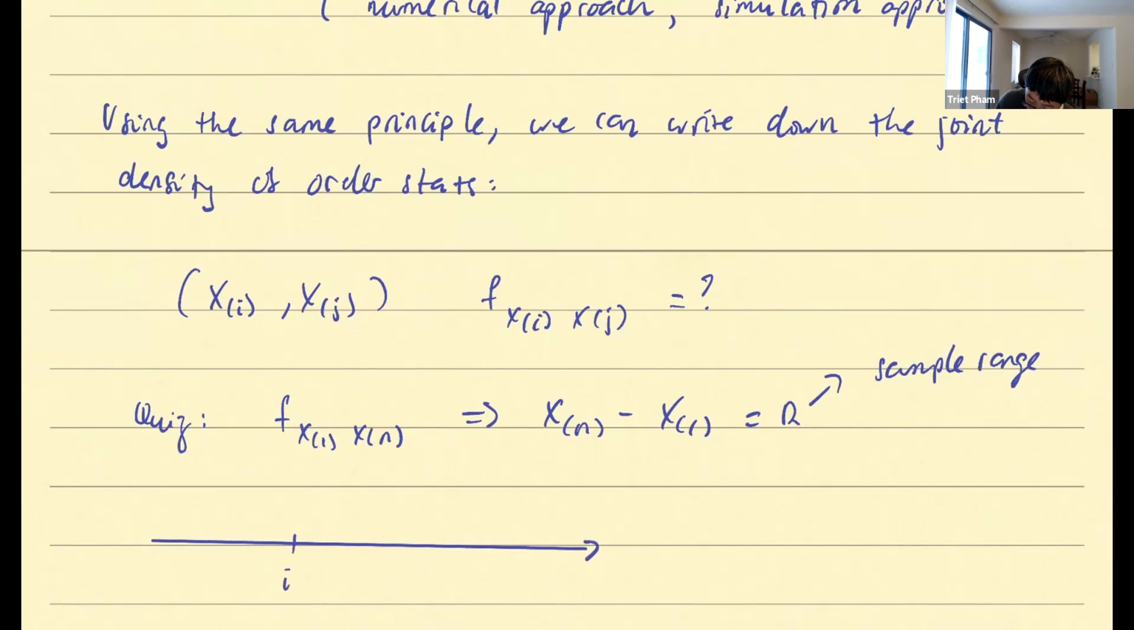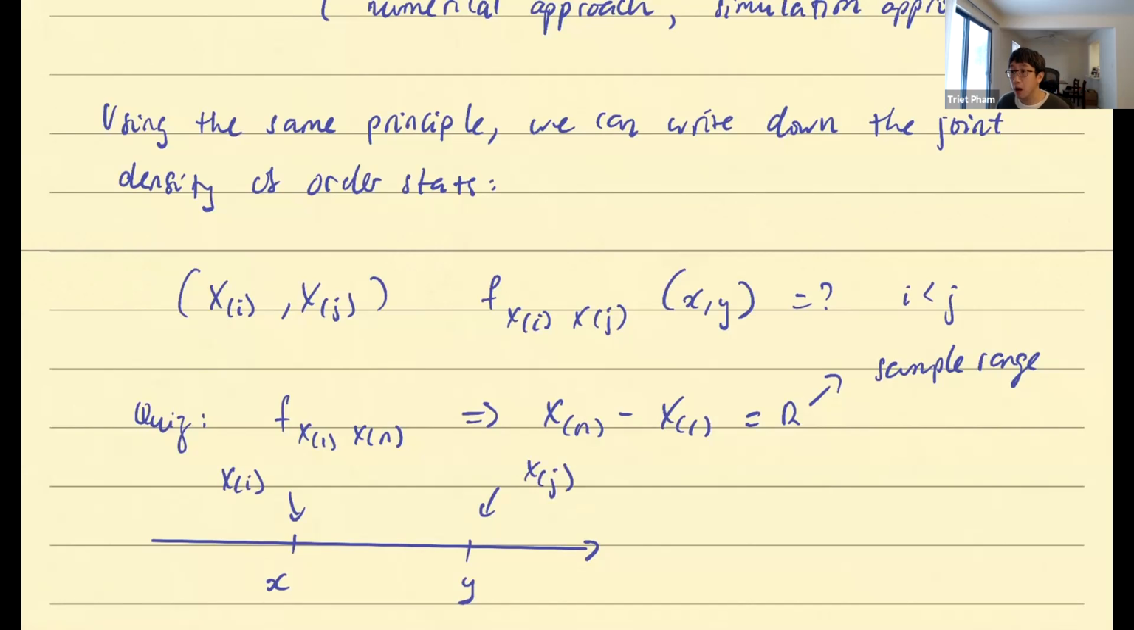So let's say I plug in value X and value Y, so X for the ith order statistic and Y for the jth order statistic, and let's suppose that i is less than j. So here's X, here's Y. I want the ith order statistic to be right there, and I want the jth order statistic to be right there.